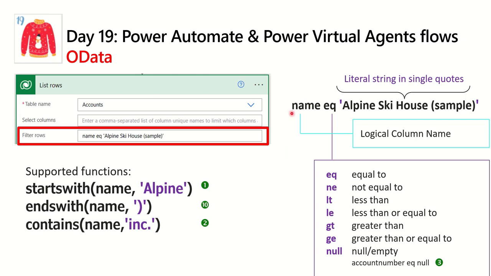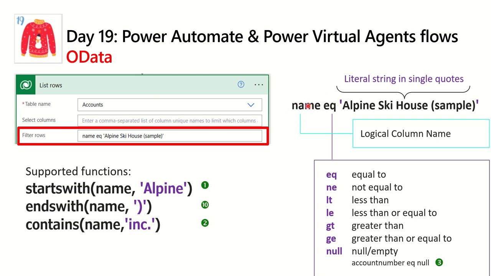The display name of this column, by the way, is account name. But I'm not going to use the display name. I'm going to use the internal logical name. You might remember a couple of days ago, I explained how you can use the 3 dots next to a column name to get the advanced properties and then copy the logical name to your clipboard. But I'm going to show you another trick today for how to get logical names.